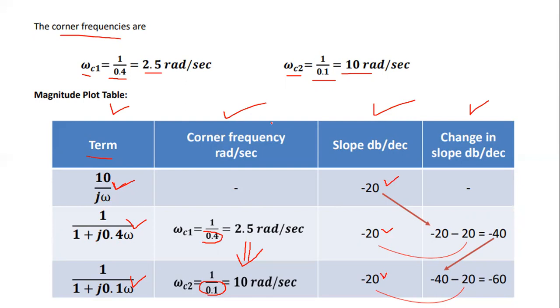And next, coming to the change in slope. For the first one, we are not having a previous value, so we are leaving it. Coming to the next one, we are having the previous value, so we take it as reference, minus 20. The previous value plus the current value gives minus 40. And now for the last one, that is at omega C2, the previous change in slope is minus 40. You can observe this minus 40 plus the current value minus 20, so we'll get minus 60 as the change in slope.